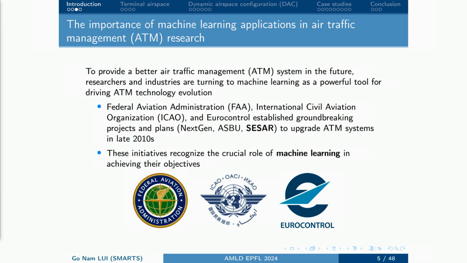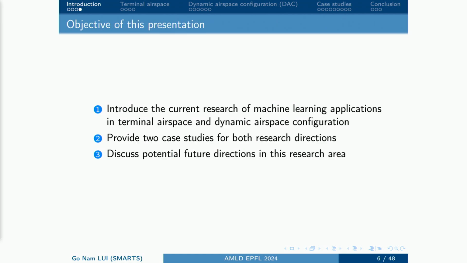To provide a better ATM system in the future, researchers and industry are turning to machine learning as a powerful tool for driving ATM technology evolution. So basically FAA, ICAO, and Air Control established groundbreaking projects and plans. One of them is CESA, also my sponsor, so thank you, CESA. And these initiatives recognize the crucial role of machine learning in achieving their objectives.